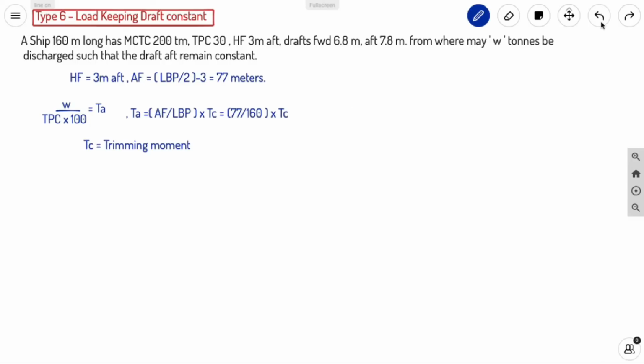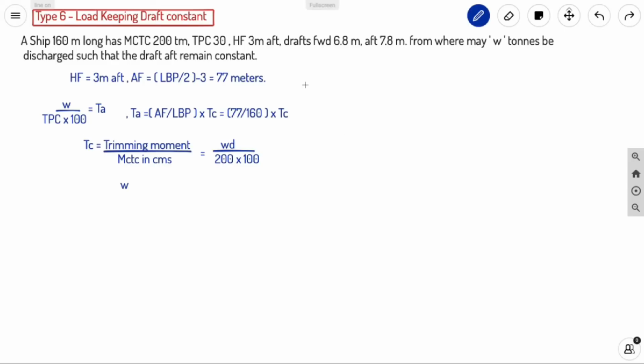So what is TC? TC is our trimming moment divided by MCTC in centimeters. The trimming moment is equal to W, since only one weight is being loaded, times the distance, which we don't know. What you need to find from this equation is this D. MCTC is given as 200, and MCTC is always in centimeters, so whenever you want to convert that into meters, divide by 100. That means the equation for TC will be WD divided by 200 into 100 meters. So now you know TC.